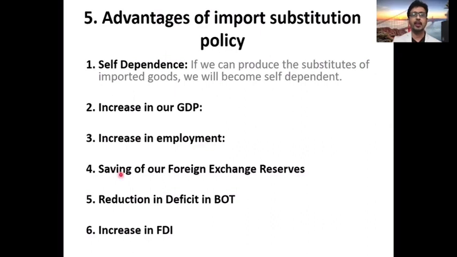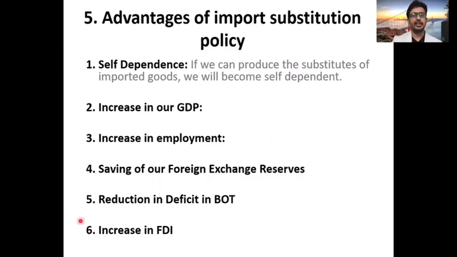Yet another big advantage of the policy of import substitution was to save the foreign exchange reserves. Now see, as the policy promoted the production of goods domestically, we were not required to import heavily from outside. And as we don't import that much, naturally our expense of foreign exchange will reduce. So the policy of import substitution indirectly helps in saving the foreign exchange reserves.